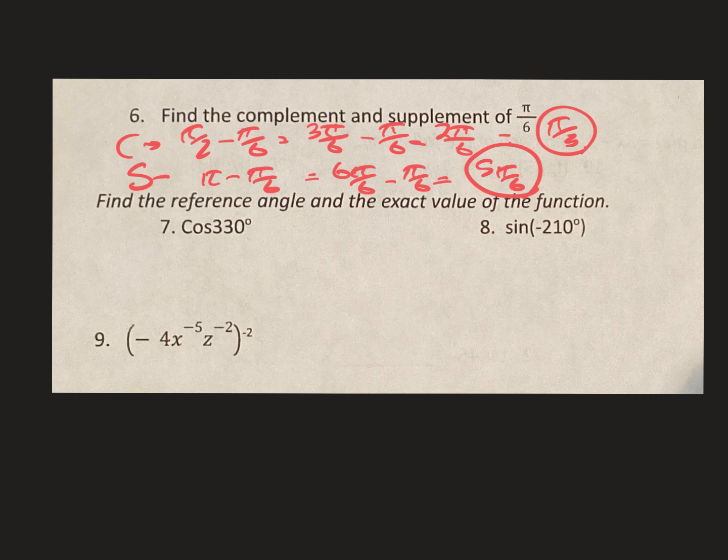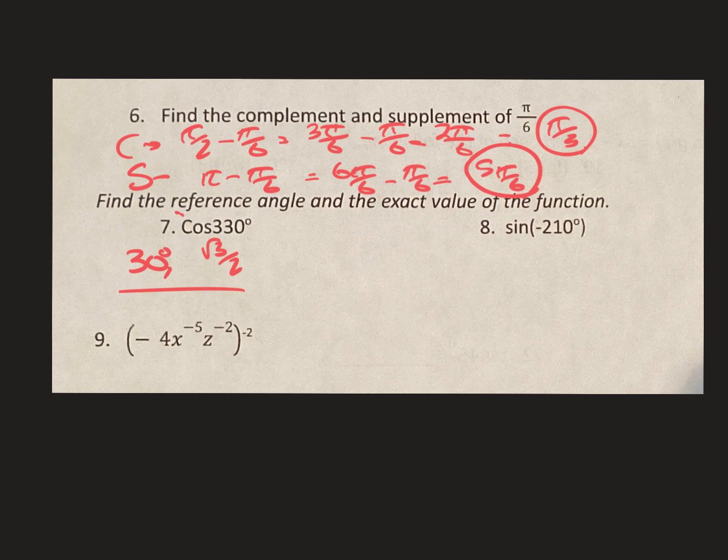7 and 8, find the reference angle and the actual measure. First of all, the reference angle for number 7 is 30 degrees because 330 is 30 away from 360. Cosine of 30 degrees is square root of 3 over 2. You can use your finger trick I taught you, unit circle, but it's going to be square root of 3 over 2. Because it's in quadrant 4, cosine is positive in quadrant 4, so that's it.